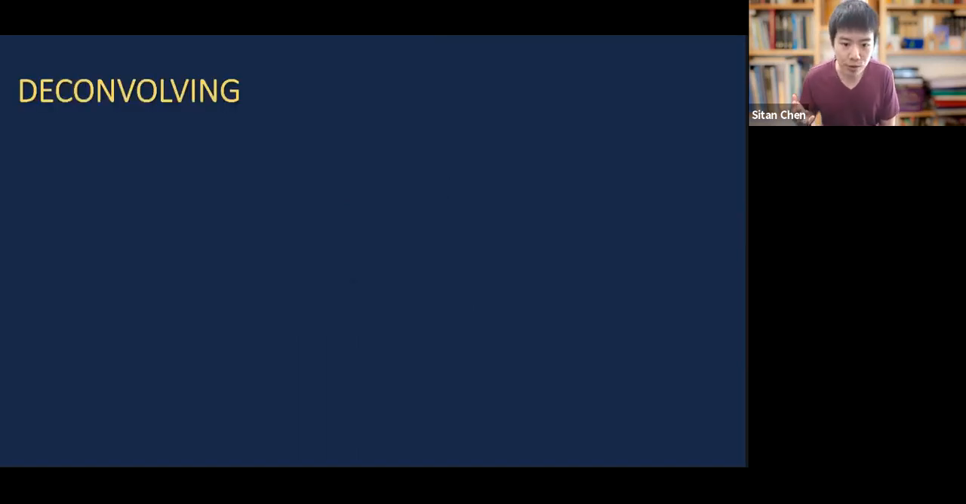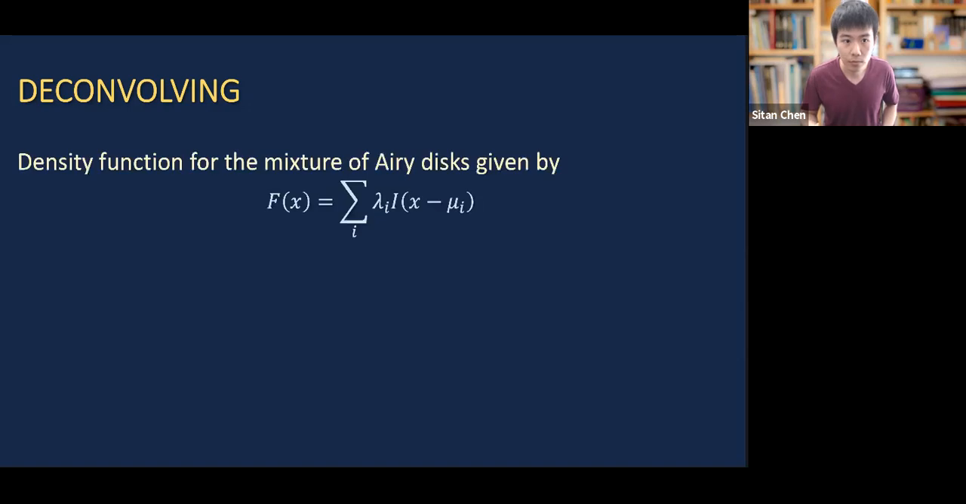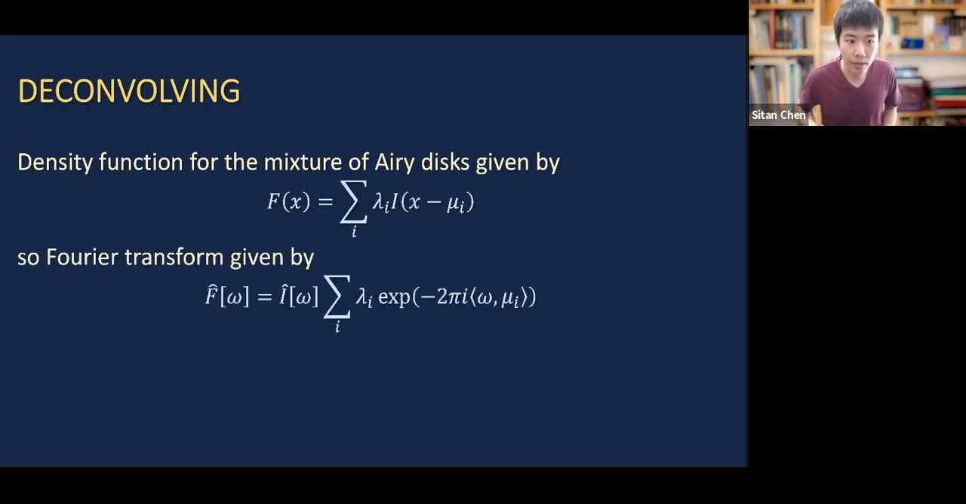Okay, so first let me tell you a very simple standard reduction to a related question. So at a high level, we'd like to take all of these points which have been convolved with this Airy function, and we'd like to somehow remove the blur that comes from the Airy function and just get the points themselves. So we'd like to do some kind of deconvolution. So here's the density function for a mixture of k Airy disks. And you can easily write down the Fourier transform of this density as follows.